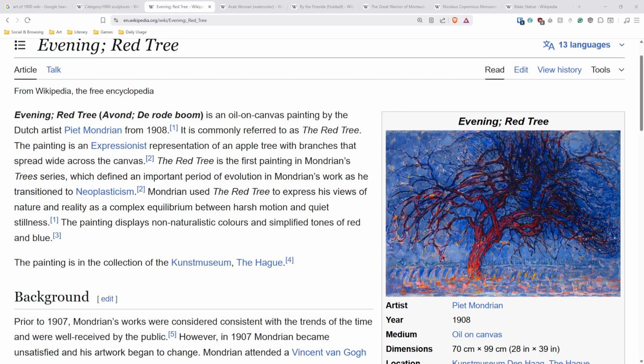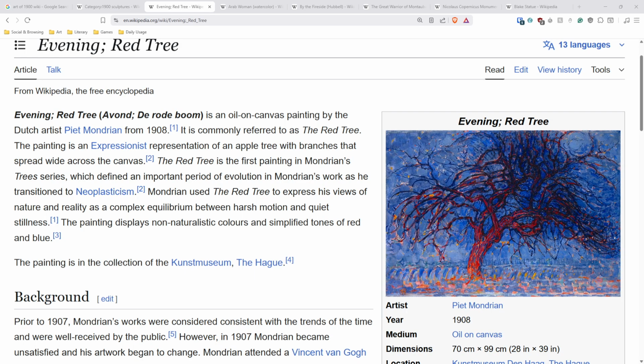So let's hop into the first thing: Evening Red Tree, or rather, Avond, the Red Tree. I hope I said it right. Probably not. It is an oil on canvas painting by the Dutch artist Piet Mondrian from 1908. It is commonly referred to as the Red Tree. The painting is an expressionist representation of an apple tree with branches that spread wide across the canvas.